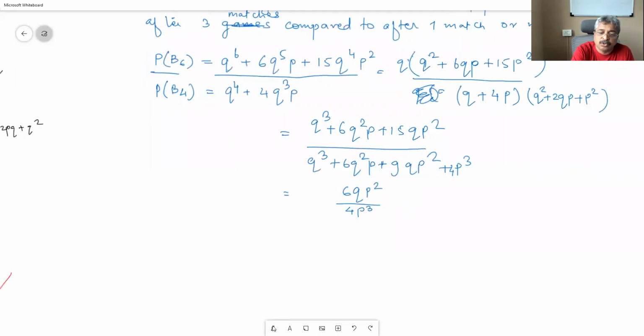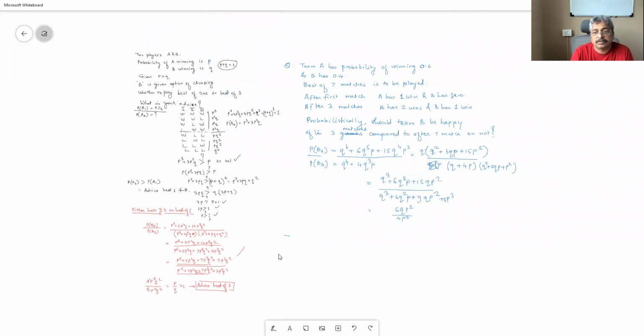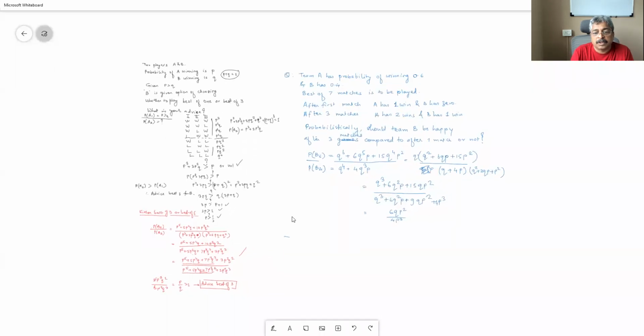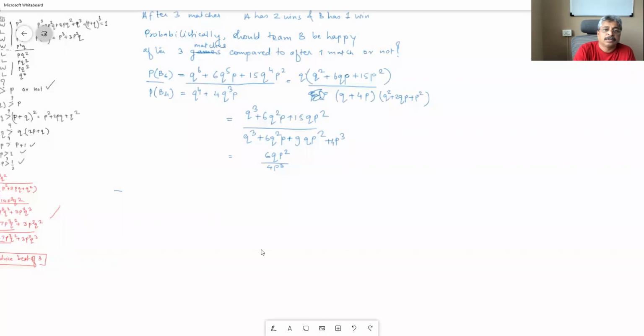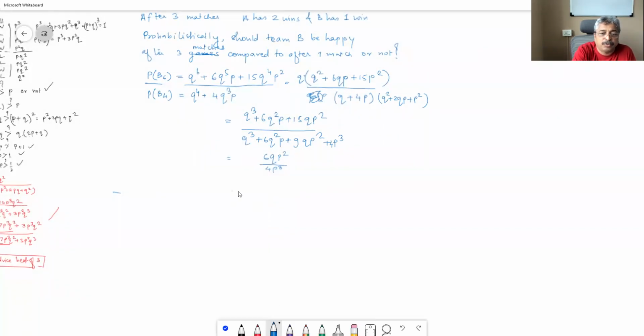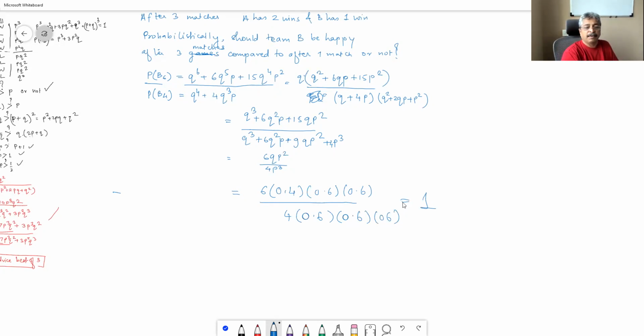And now maybe we have to use okay, so this is the time when we should put values. 6 into 0.4 into 0.6 and 6 upon 4 into 0.6 into 0.6 into 0.6, and you will observe that this is equal to 1, which means probabilistically team B has chances of winning tournament exactly same as that of after 1 game and 3 games.